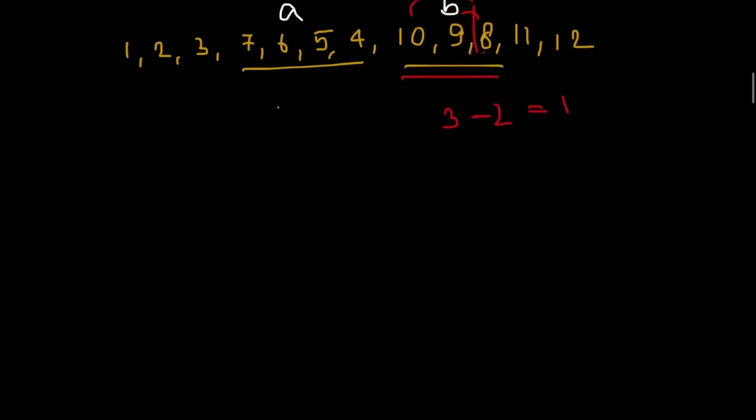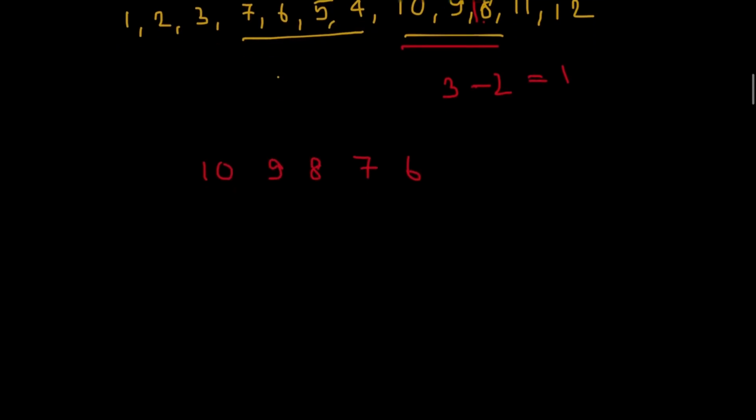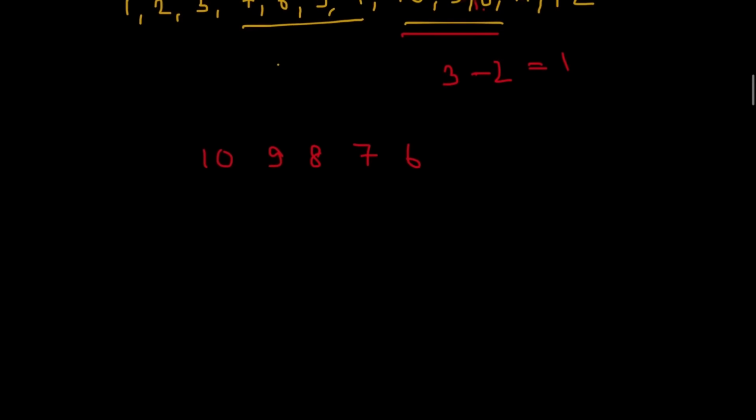I will just explain it with a better example. Let's say the reversed subsequence is something like 10 9 8 7 6. So in total, how many inversions are there originally? So for 10 9 8 7 6, that is 4.